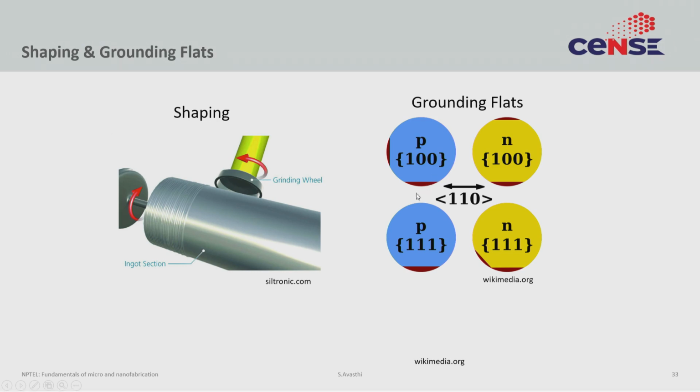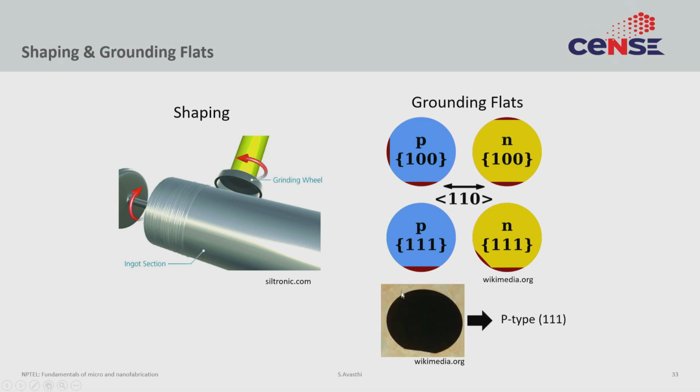So flats are these flat regions that are made in the cylinder. For example, this is what a typical p-type 111 wafer looks like, and the 111 p-type wafer has one major flat. So you see this major flat. This flat tells you that this is a p-type 111 wafer.